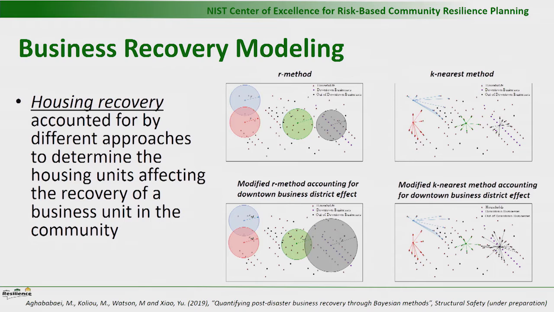Housing recovery is also captured in the business recovery model through different approaches, and this is critical since businesses and housing recover interdependently. People need income to repair their homes, people need to be able to shelter somewhere to return to work, and people need to be living in the community to reestablish the local economy through purchasing goods and services.